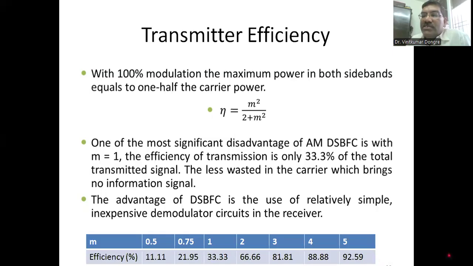If the modulation index is more than 1, then what happens? The signals will overlap each other and you will lose the information. So in amplitude modulation, we cannot afford to have the modulation index more than 1. At the max, we can have 1. So the power efficiency will be 33%.